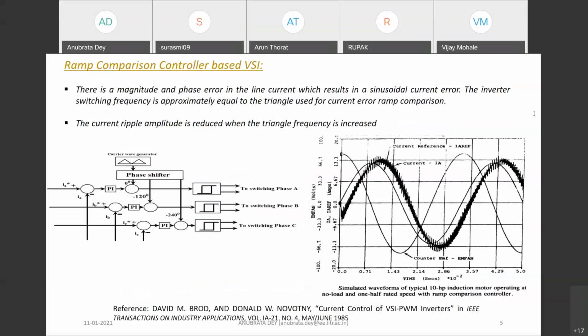So first is the ramp comparison based current controller.